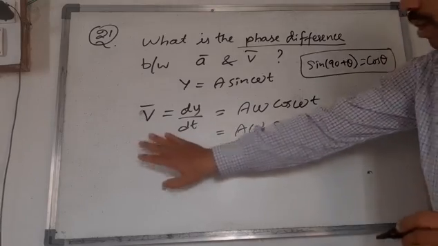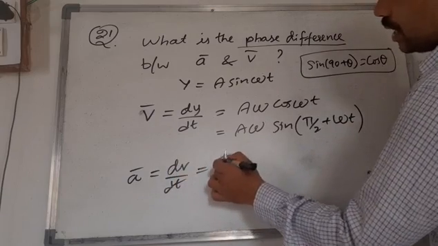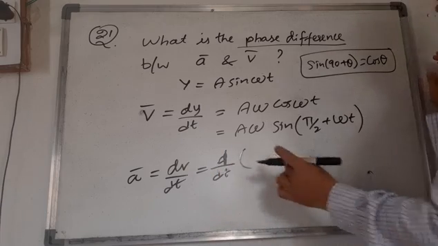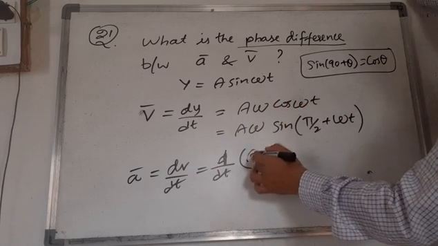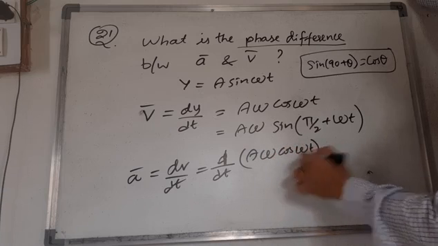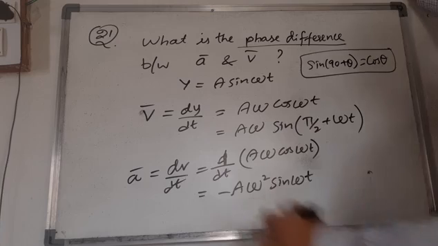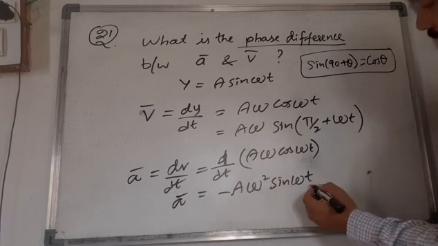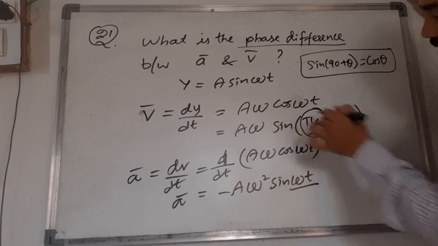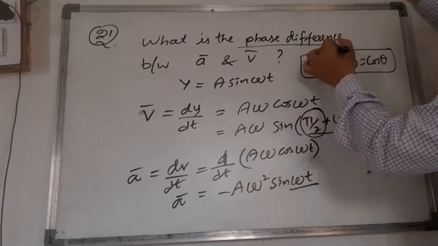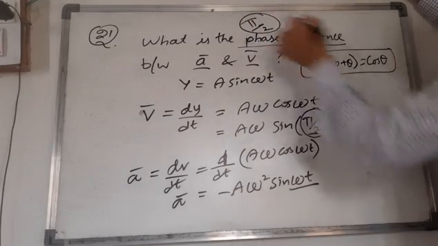We got velocity. Now I want acceleration, which is dv by dt. So I am going to take d by dt of a omega cos omega t. So this is equal to minus a omega square sin omega t. This is going to be the acceleration. Now if you see the angle, here omega t is there, and here pi by 2 plus omega t is there. So what is the phase difference now? Pi by 2 is the phase difference between acceleration and velocity.